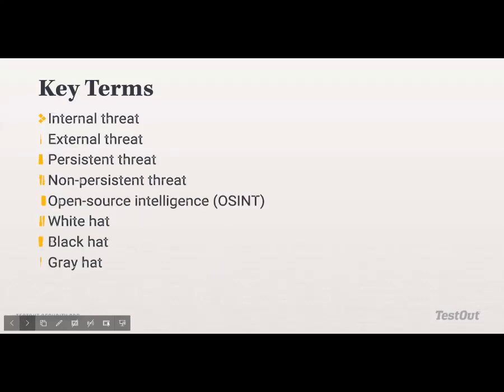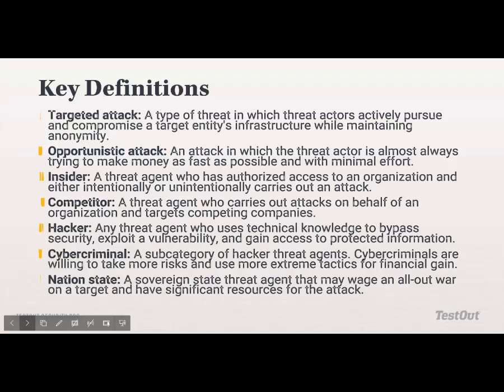So other key terms: internal threat, external threat, persistent threat. Persistent means it's somebody constantly breathing down your neck trying to break in. The Iranians. Non-persistent threats, open source intelligence, network, white hat, black hat, gray hat, all these key terms. So, definitions, we're covering pretty much all of these. Cyber criminals wanting to gain money. Nation state is pretty easy. It's a country, a sovereign state. Those are hard. They have nearly unlimited resources to try to attack you.